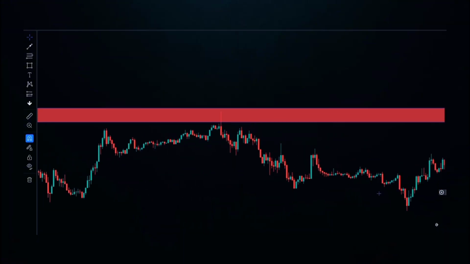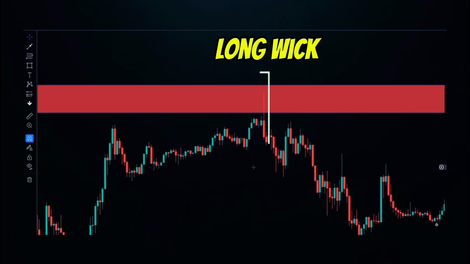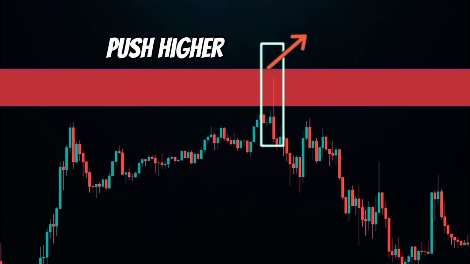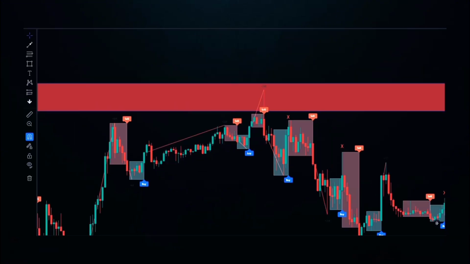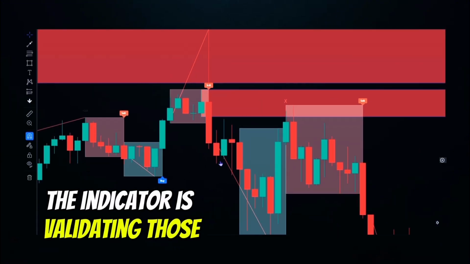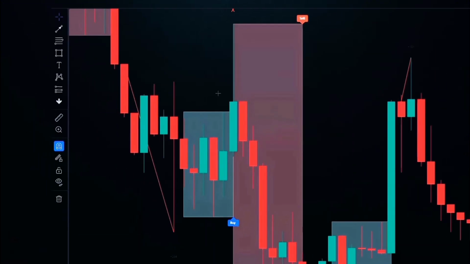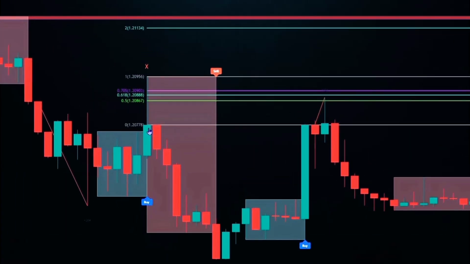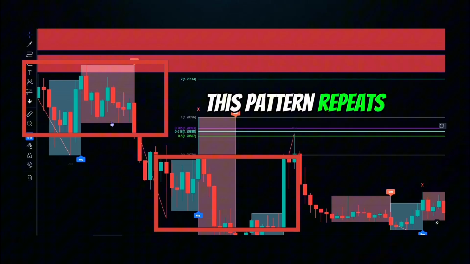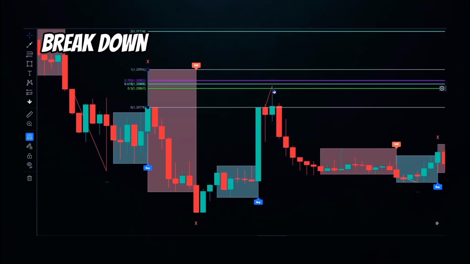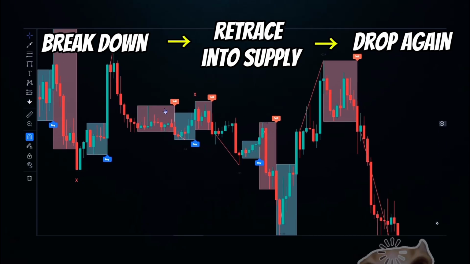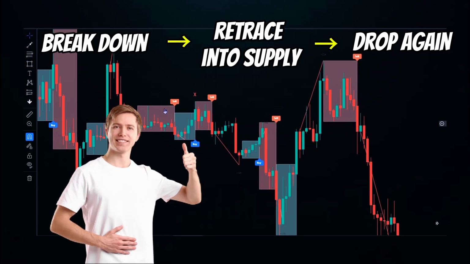And one more detail traders miss all the time. Long wicks. When you see candles with long wicks like that, it's the market trying to push higher but getting rejected. Those are sensitive price points. The indicator is validating those. Mark the 50% level of the wick of the sell zone, and you'll often see price react perfectly off it. And the best part? This pattern repeats. Break down, retrace into supply, drop again, over and over. So even if you miss the first entry, you usually get another one.